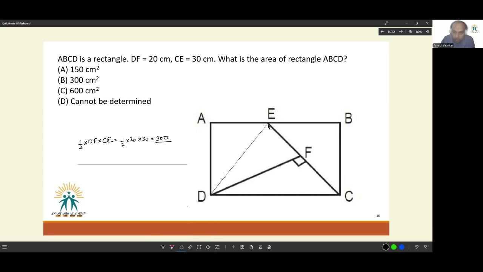I'm also dropping a perpendicular from E on DC. Can you see? This area and this area will have equal area. And this area will have equal area. What I mean by that is EDN and EDA will have equal area, and ENC and EBC will have equal area. So if EDN and ENC add up to 300, the area of the entire rectangle is 600, or the answer to the question is option C.